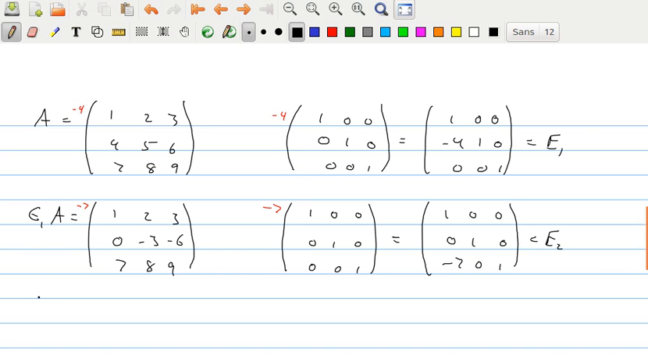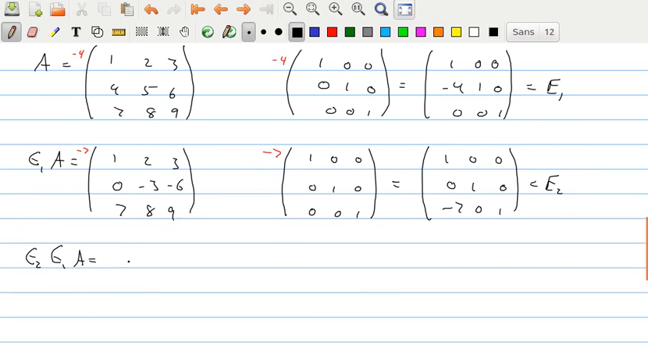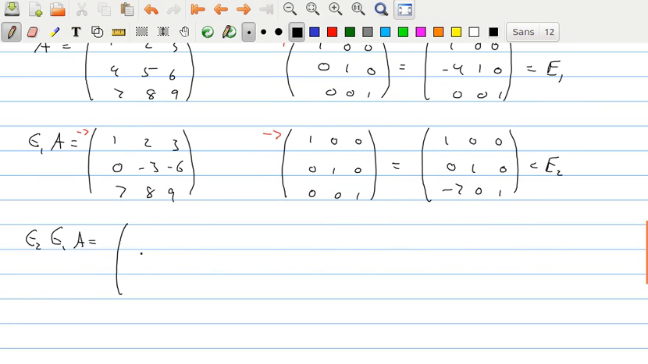Okay, so now from here, that says that E2 times E1 times A, right? We've done one elementary row operation to get it to this point. We've done our second one now. So this leaves the top row as 1, 2, 3, 0, -3, -6. Now the bottom row, -7 plus 7 is 0. -14 plus 8 is -6. -21 plus 9 is -12.